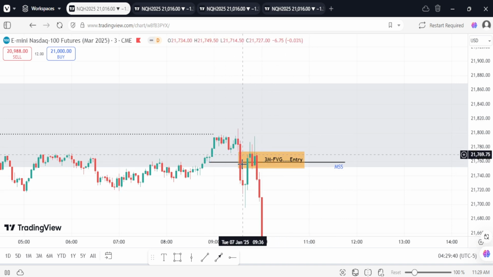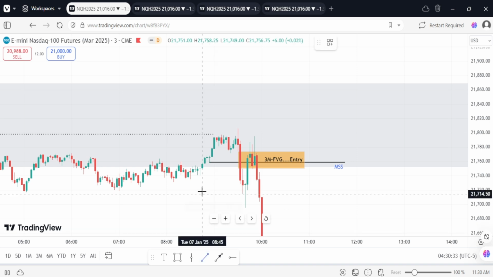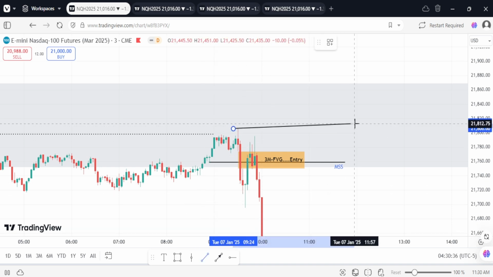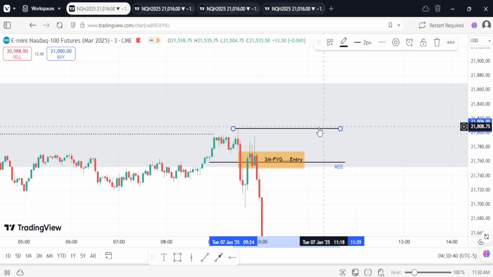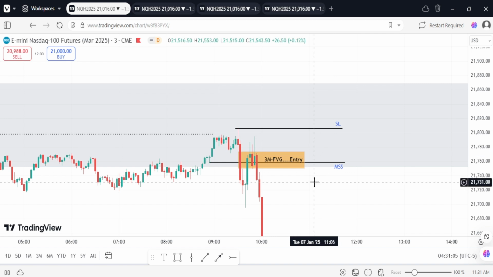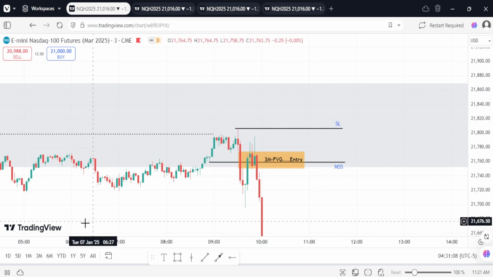Once the price has broken this structure here, we go into the price leg that broke the market structure to look for a gap, which is a fair value gap, this gap which has formed here. And once price has reached this fair value gap, it's when we take our entry. We can take our sells here and put our stop loss above this high. So let's mark this as our stop loss.